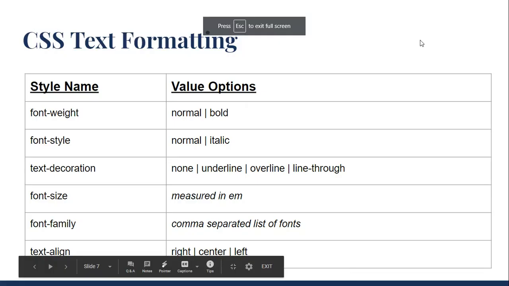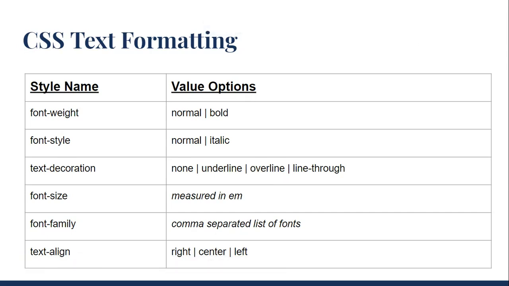And we're going to talk about a number of different CSS rules for text formatting. And so here they are. We've got font weight. Font weight can either have a value of normal or bold. That vertical line just is separating my options. My font style can be normal or italic. My text decoration can be none, underline, overline, or line through. Font size will change the size of a font. We're going to measure that in EM, and we'll talk about that a little more. Font family, we give a comma separated list of fonts. And then text align, we can text align right, center, or left.